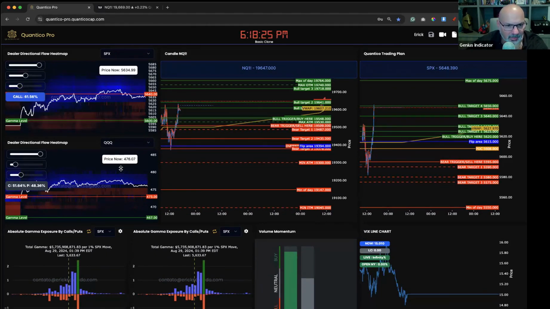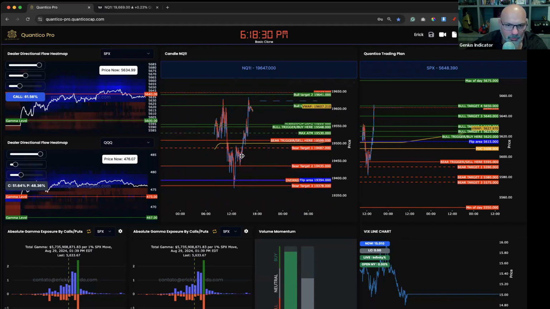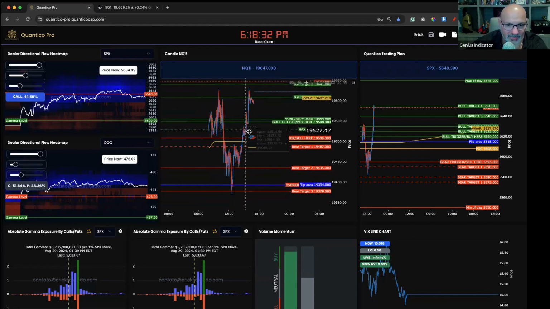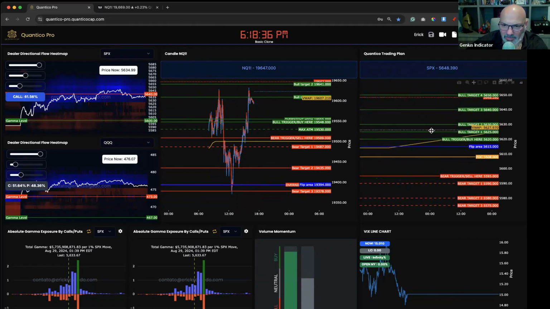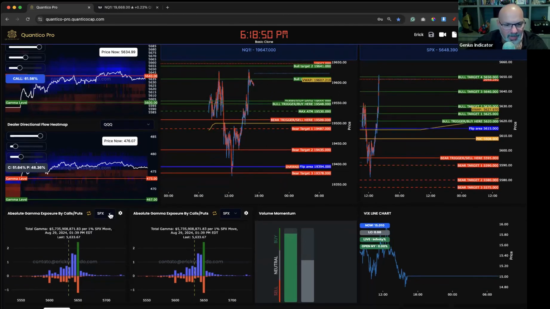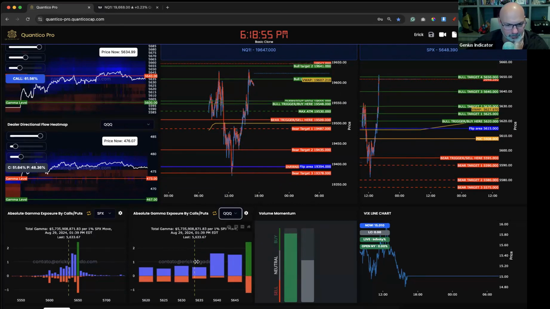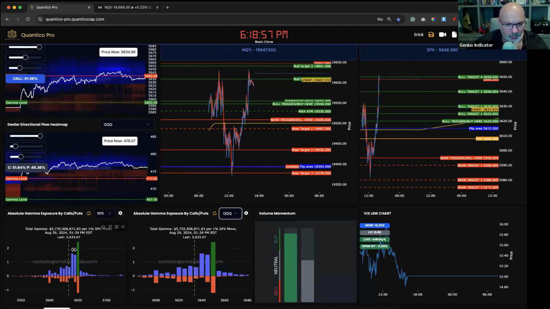So here I have SPX DDF. I have triple Q DDF. I have all the important levels on Nasdaq. I also have all the important levels on SPX. So for example, if I have a buy signal right here on the target or the put, I'll wait a little bit. I'll wait to break those levels, right? So keep watching the levels. You can see the gamma bars for SPX and also the gamma bars for triple Q, so you know where the price should bounce.